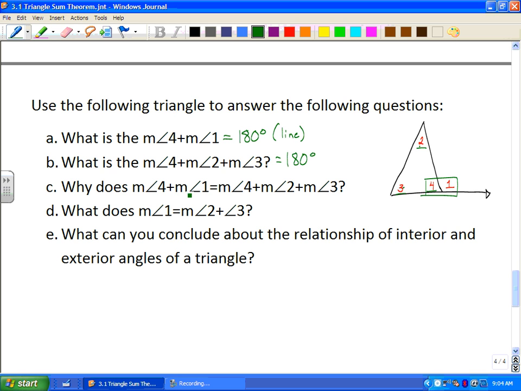Now, why does angle 4 plus angle 1 equal angle 4 plus angle 2 plus angle 3? Could I say that? Why can I say that? They both equal 180, right?